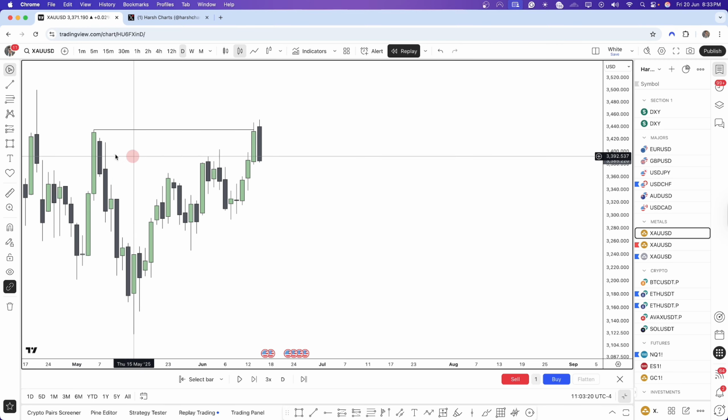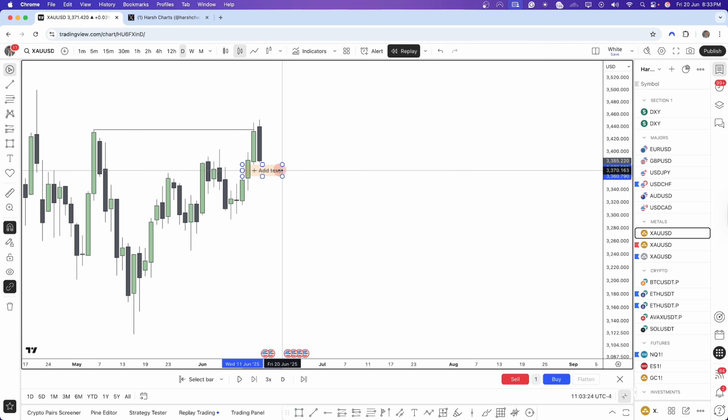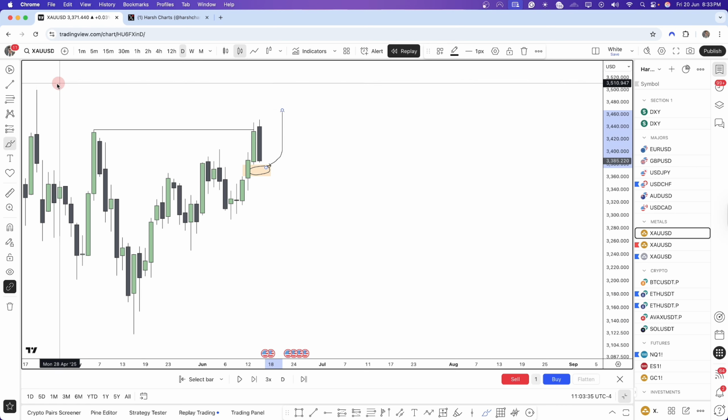I was looking for something which I will tell you right now: we got this ERL, and then we got this fair value gap, which you can see over here. This is your daily fair value gap right down here. I was expecting the price to go to this daily fair value gap and then again continue to this high. That was my ideal plan for the week.